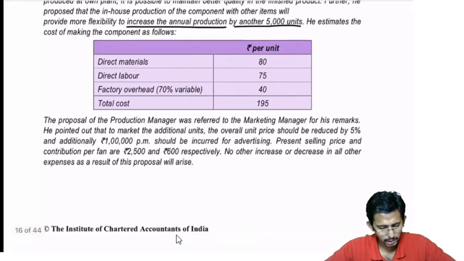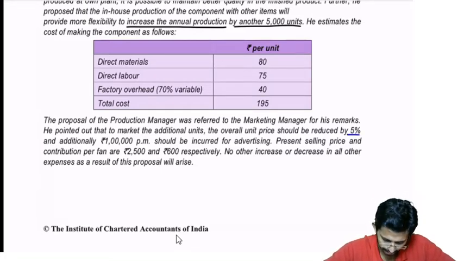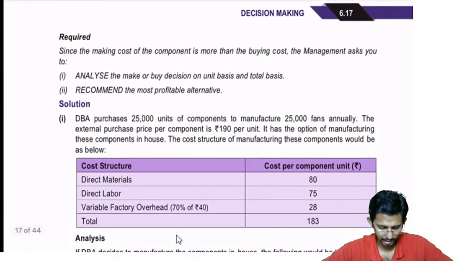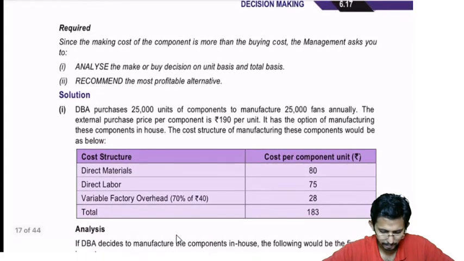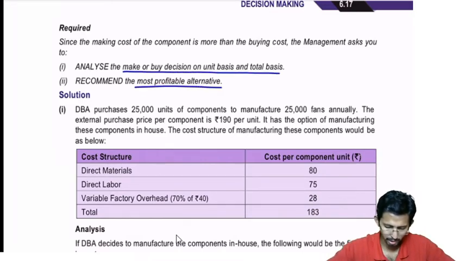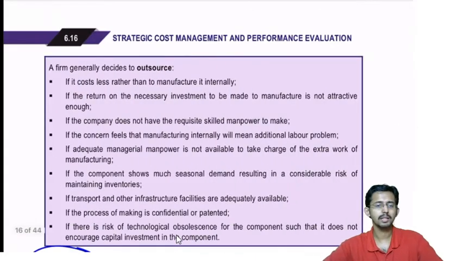The proposal of the production manager was referred to the marketing manager for his remarks. He pointed out that to market the additional goods, the overall unit price should be reduced by 5%, and additionally 1 lakh rupees per month should be incurred for advertising. Present selling price and contribution per fan are 2,500 and Rs 600 respectively. No other increase or decrease in all other expenses as a result of this proposal will arise. Required: since the making cost of component is more than the buying cost, the management asks you to analyze the make or buy decision on unit basis and total basis. Recommend the most profitable alternative. Okay, so that is the question here.